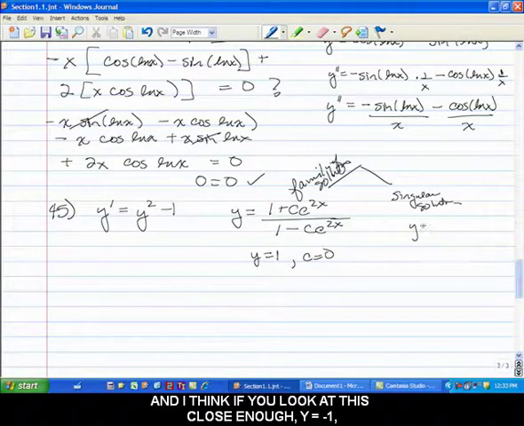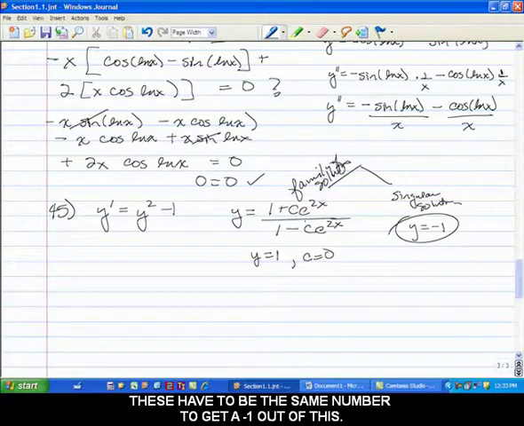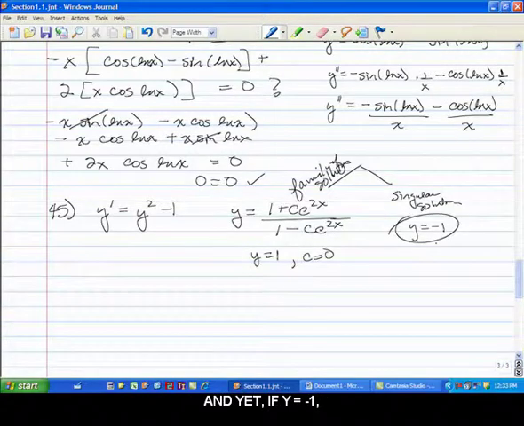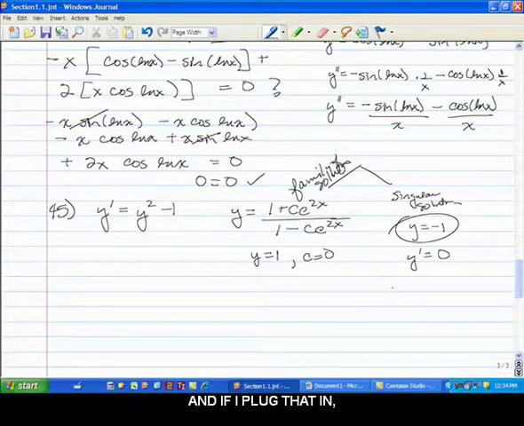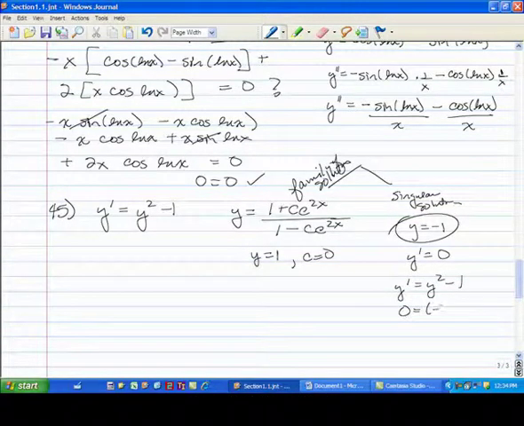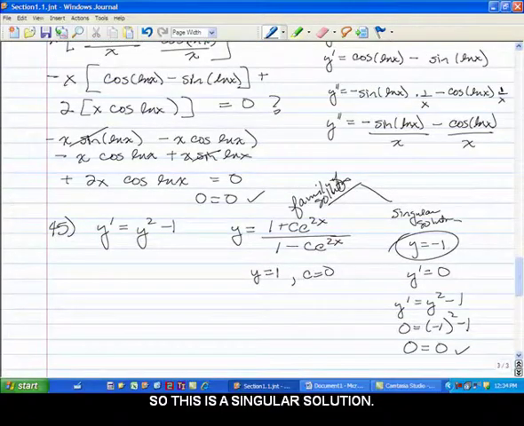And I think if you look at this close enough, y equal minus 1, you can see that there's no way that I can put a value of c in here, the top and the bottom here. These have to be the same number to get a minus 1 out of this. And yet, if y equals minus 1, the first derivative is equal to 0, and if I plug that in, you can see that it works. So this is a singular solution. It's kind of strange, I know.